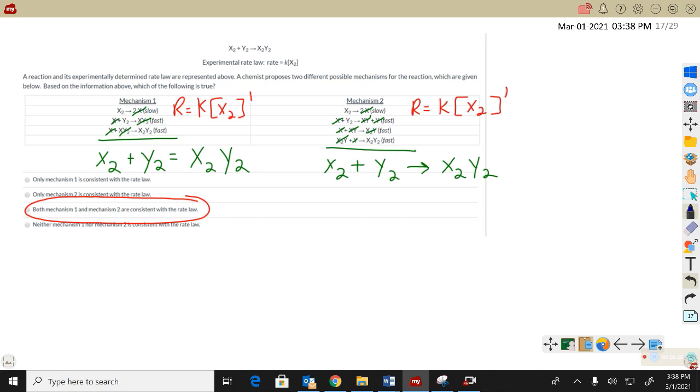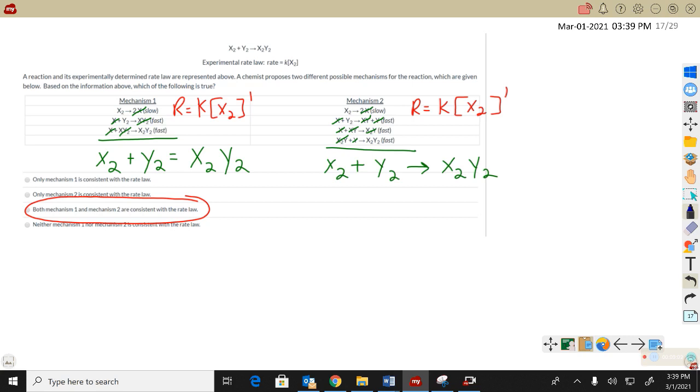Now, in the end, we would maybe prefer a simpler mechanism. It's just fewer collisions that all have to happen effectively in order to get from the reactants to the products. Same thing with elementary steps. Each little elementary step we try to keep pretty simple, because kinetics is all about collisions, and the more particles that I have to get colliding effectively, the less likely it is that that's an acceptable elementary step.